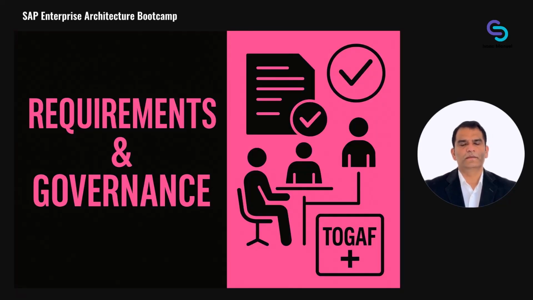Throughout all the above, the SAP EA methodology stresses governance and requirements management. Architects don't work in a vacuum. They track requirements, functional and non-functional, and ensure the architecture addresses them. There are usually artifacts like a requirements catalog and compliance assessments.